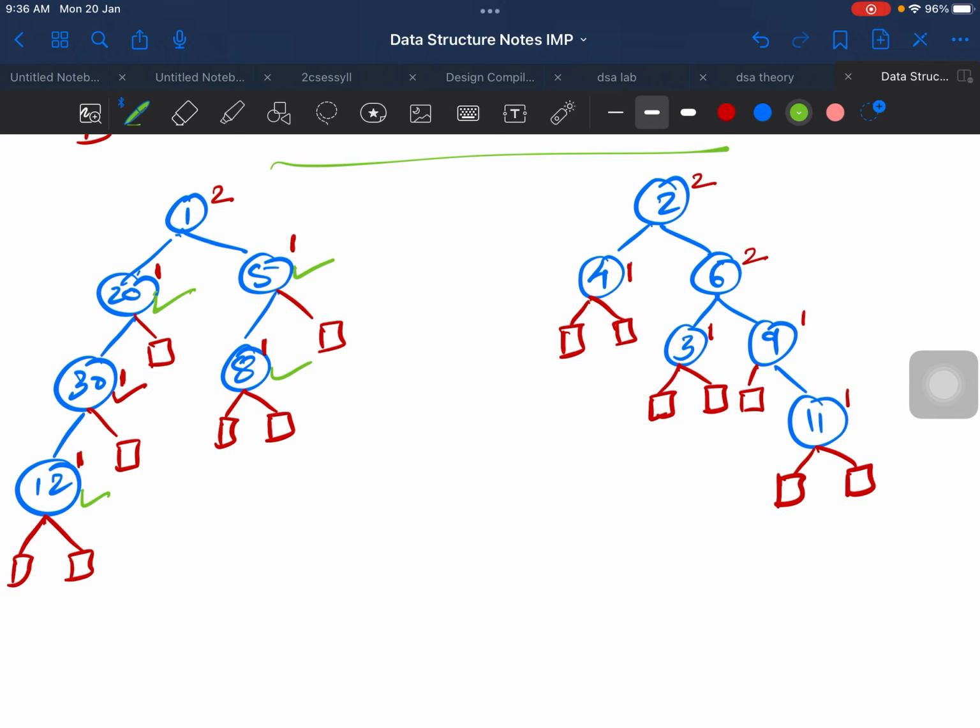Then comes 1. So 1 has two original children. Both children have S value 1. So the left node's S value is 1, which is greater than or equal to the right node's S value, that is 1. So 1 is greater than or equal to 1. That's why, guys, this is a valid node as per the leftist tree property. So this tree is a leftist tree.